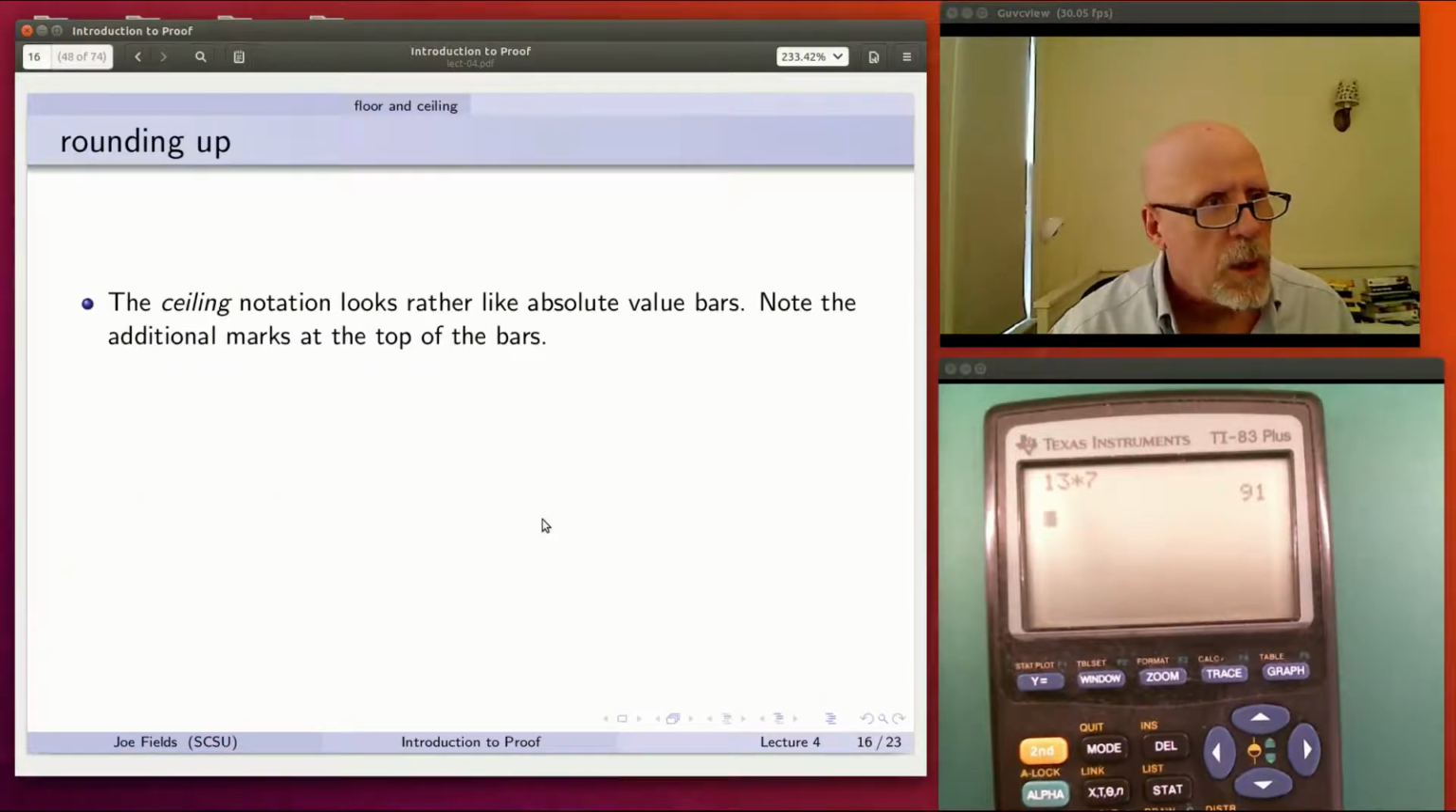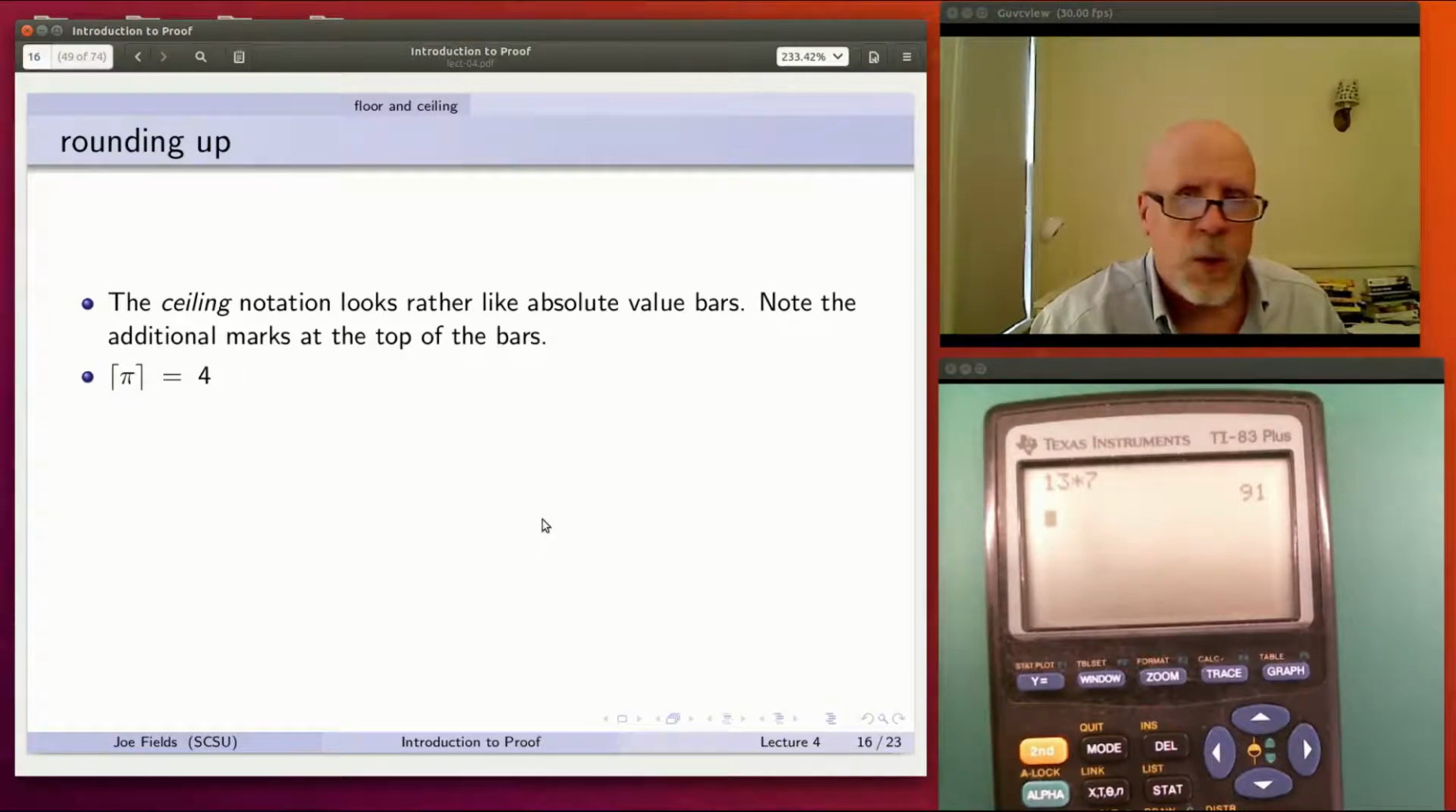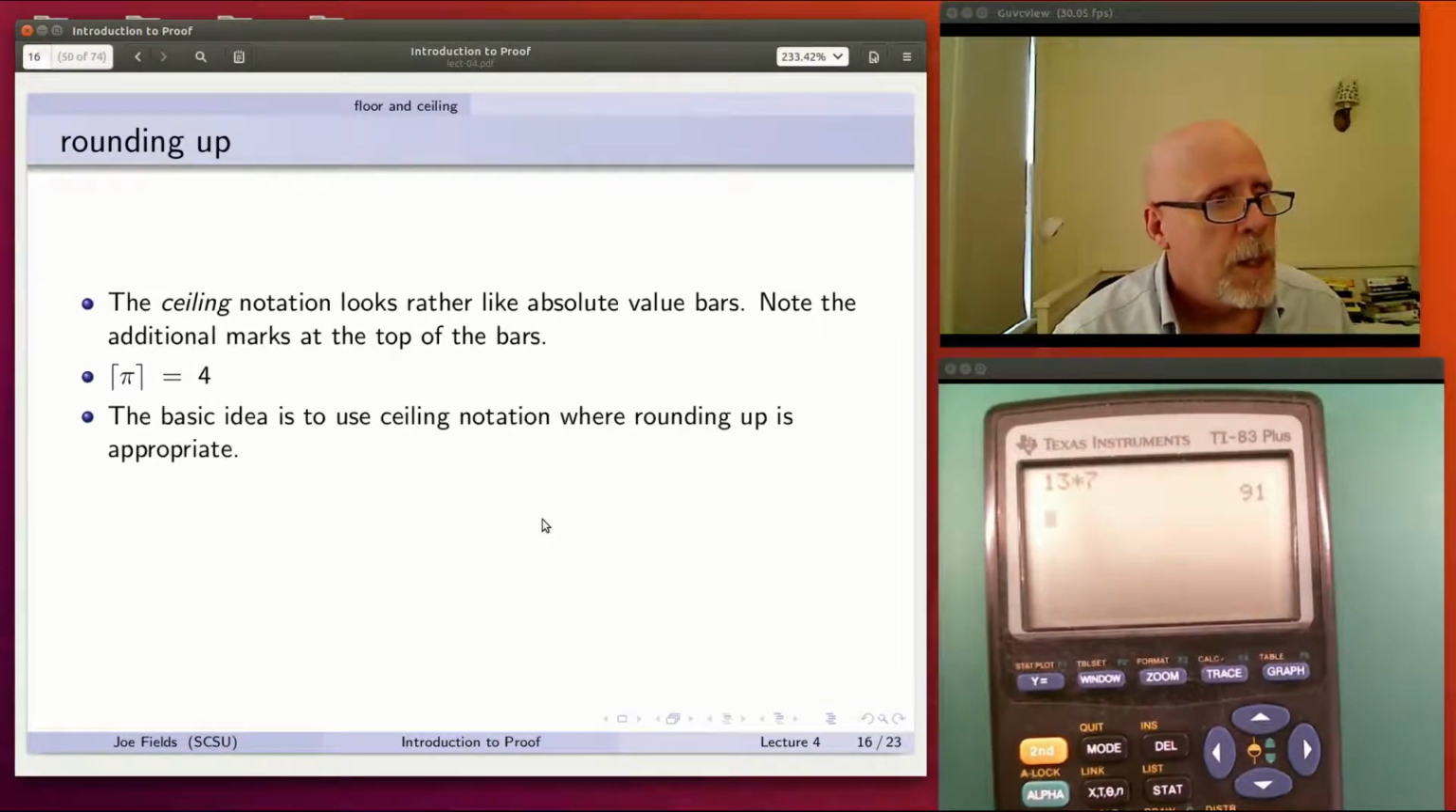Okay, next we're going to look quickly at floor and ceiling. This will go really quickly because they're easy ideas. You just need to see what the notation looks like. It looks like that. It looks a lot like an absolute value symbol, except there's this extra bar at the top. So pi with that ceiling, they call that the ceiling notation, means round pi up, and so you get 4. The basic idea is to use ceiling notation wherever it makes sense to round up.